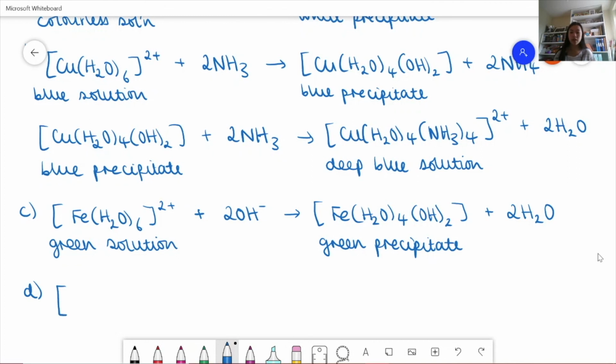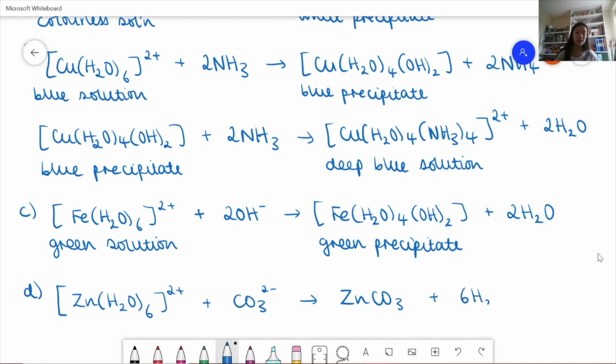So we get the zinc metal aqua ion, and we're reacting it with sodium carbonate, so we're adding carbonate ions, and when we add carbonate ions, we form the metal carbonate. So that means we need one carbonate ion, and this forms zinc carbonate and also the 6 waters, because what's happened is that we've gone through ligand substitution. So the carbonate ion has substituted the 6 waters.